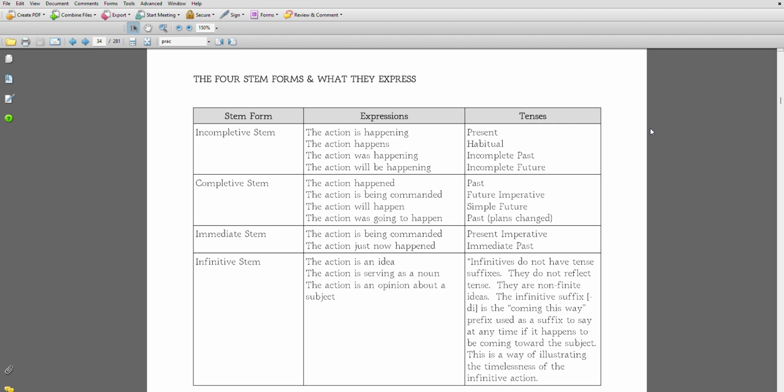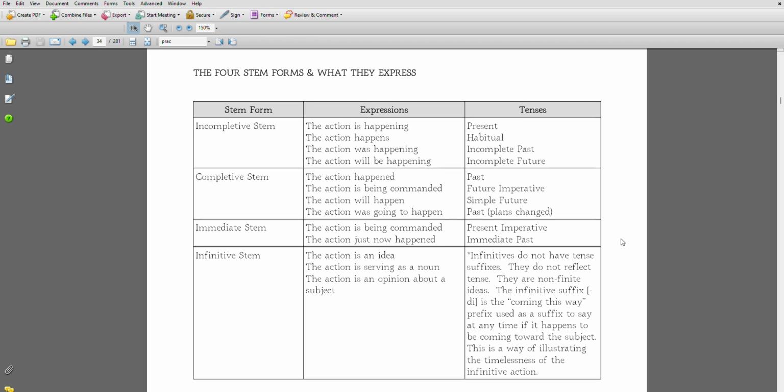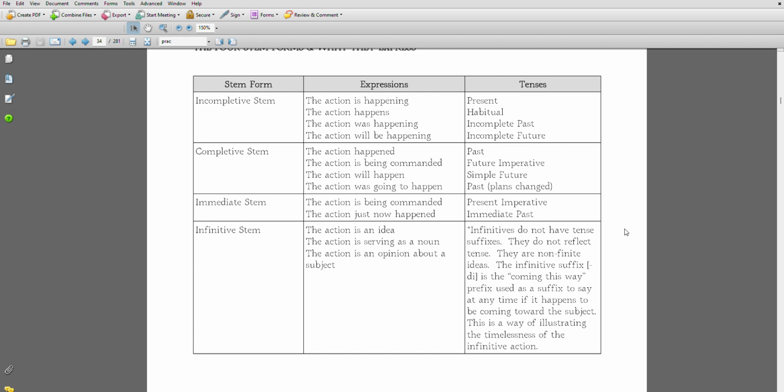That's the immediate past. The infinitive stem expresses the action is an idea, or the action is serving as a noun, or the action is an opinion about a subject. Infinitives do not have tense suffixes. They do not reflect tense. They are not finite. They are non-finite ideas. The infinitive suffix di is the coming this way prefix used as a suffix to say at any time if it happens to be coming toward the subject. This is a way of illustrating the timelessness of the infinitive action.